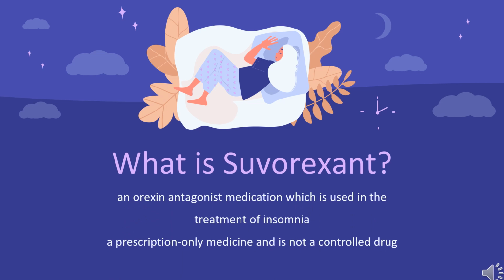What is Suvorexant? Suvorexant, sold under the brand name Belsomra, is an orexin antagonist medication which is used in the treatment of insomnia. It is indicated specifically for the treatment of insomnia characterized by difficulties with sleep onset and/or maintenance in adults. In other places, such as Australia, Suvorexant is a prescription-only medicine and is not a controlled drug. The medication is a Schedule IV controlled substance in the United States and may have a modest potential for misuse.